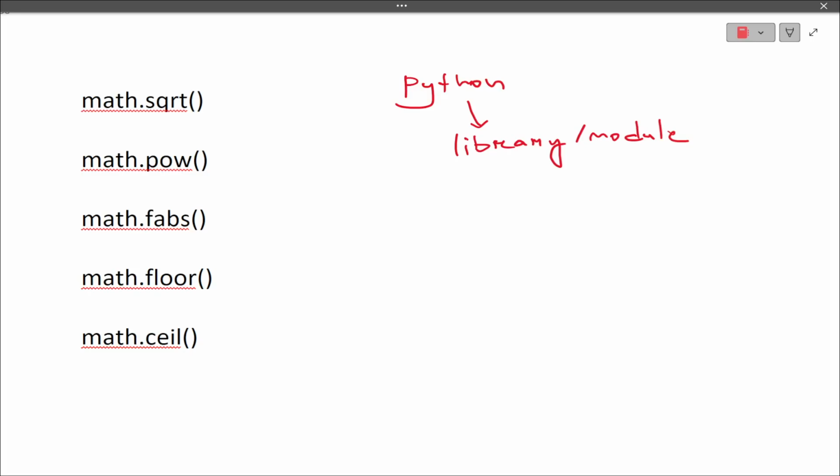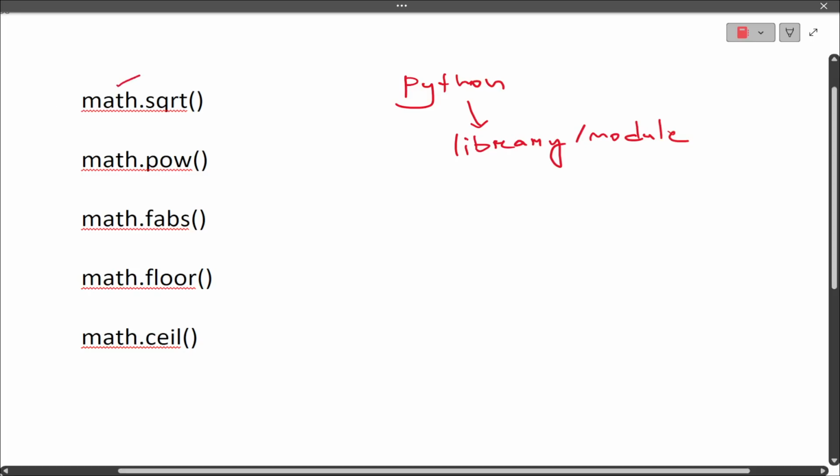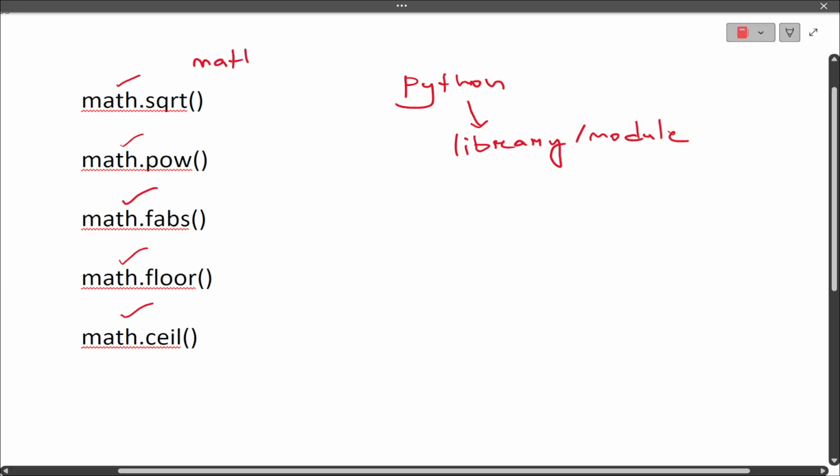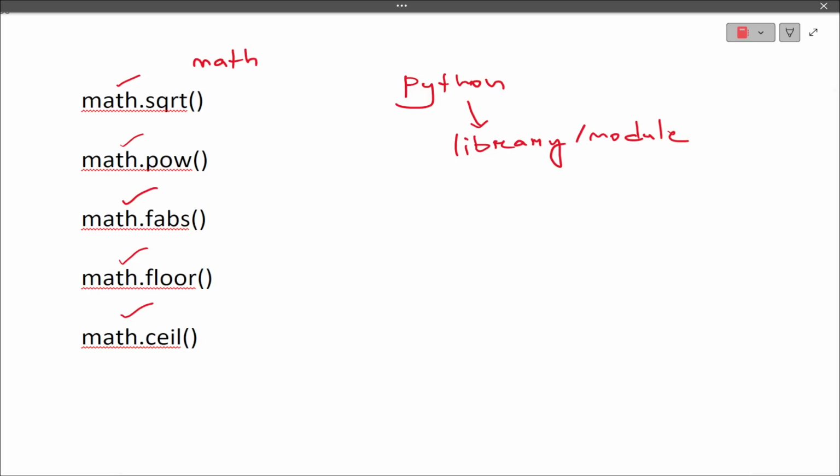Now let's start with this. You must be observing that everywhere I have written math. That means in Python we have a module for these methods that you are observing here, and that library is called math. Whenever you use all these methods that I have mentioned, sqrt, pow, fabs, floor, ceil, you need to import the math module.